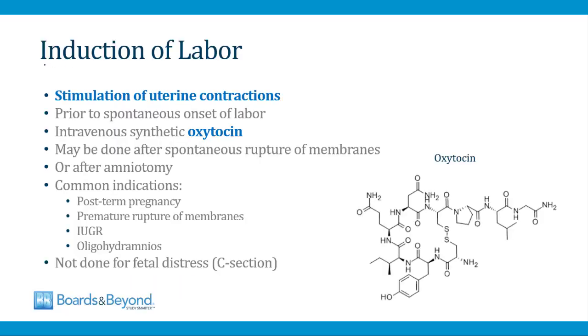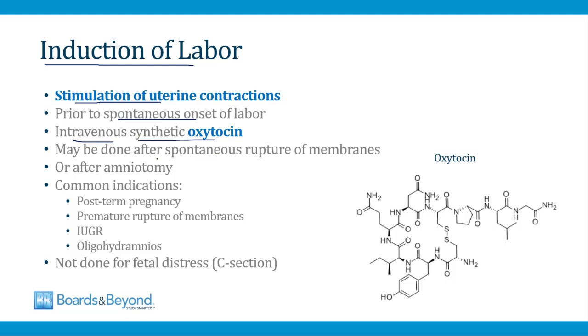Let's start by talking about induction of labor. So many women spontaneously go into labor, but if this doesn't happen, or if you want it to happen sooner, you can induce labor by administering medication. The term induction of labor refers to the stimulation of uterine contractions prior to the spontaneous onset of labor, and it's done by the intravenous administration of synthetic oxytocin.